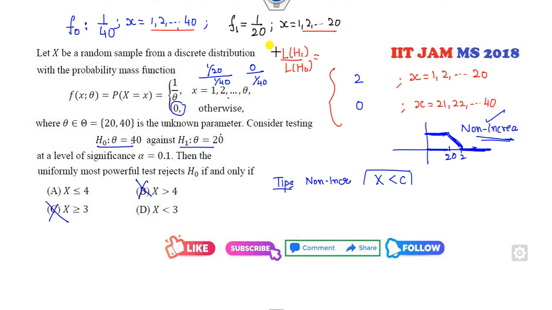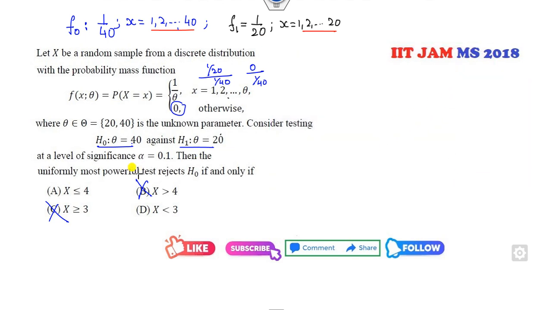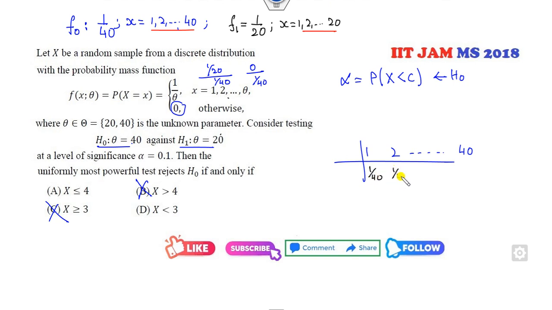Now once you know the critical region, your target is to find this level alpha. So what is the definition of alpha? X belongs to the critical region, under the H naught. So what is my H naught? 1, 2 up to 40. What is the function? It is 1 over 40, 1 over 40, added up to 1 over 40.